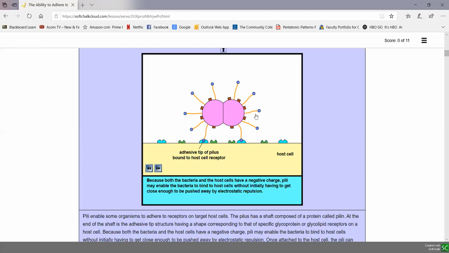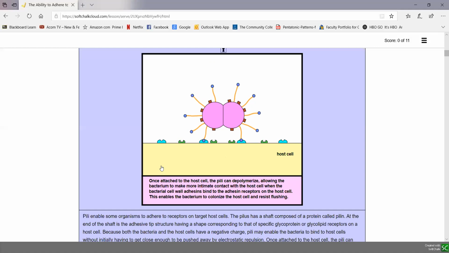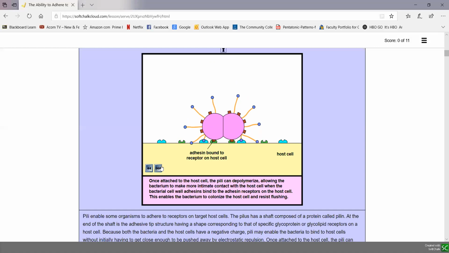But eventually the pilus depolymerizes, and as the shaft depolymerizes, that reels the bacterium in towards the surface where cell wall adhesins can now more intimately bind to adhesin receptors on the surface of the host cell. So here we see depolymerization of the shaft of the pilus, pulling the bacterium down to where cell wall adhesins can now bind more tightly. And at that point, the organism is firmly attached to the cell and can resist flushing.